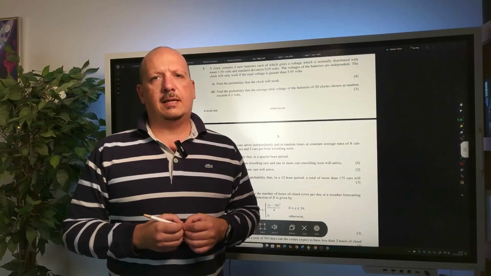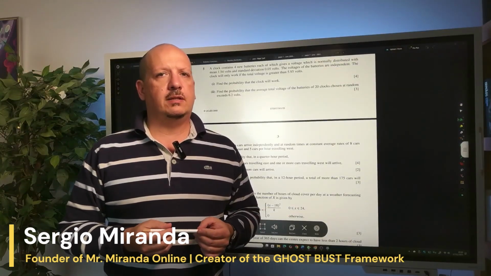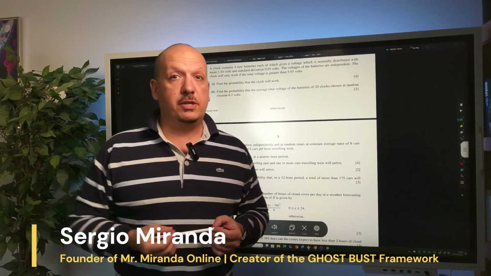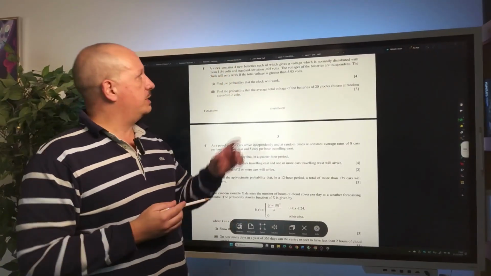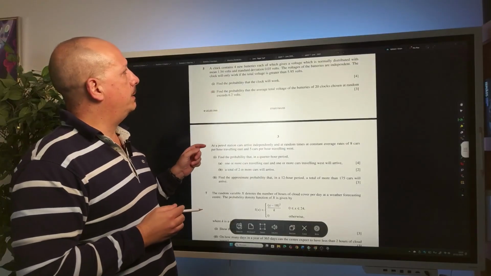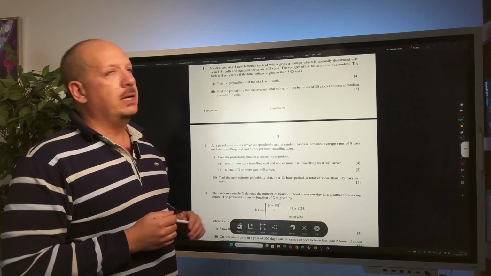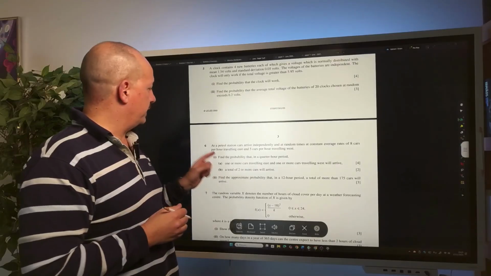Let's look at some exam questions regarding the normal approximation to the Poisson distribution. The first of which is this one. This is a June 2005, paper 7, question 6.